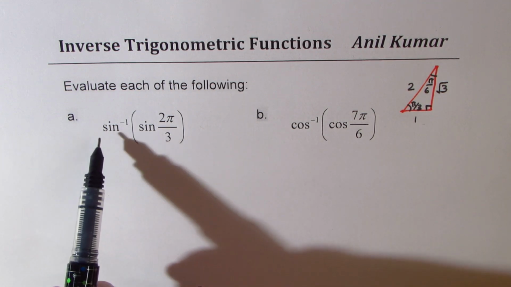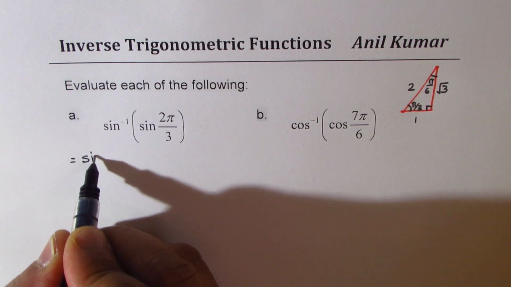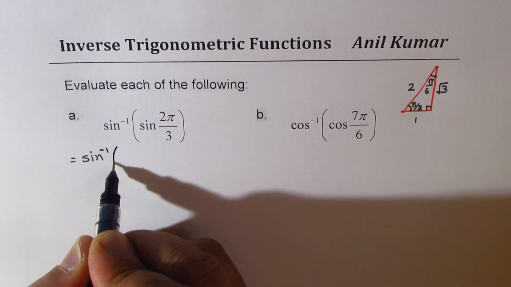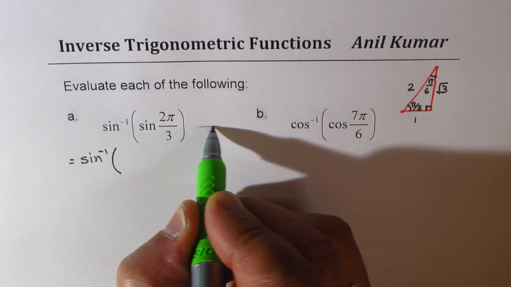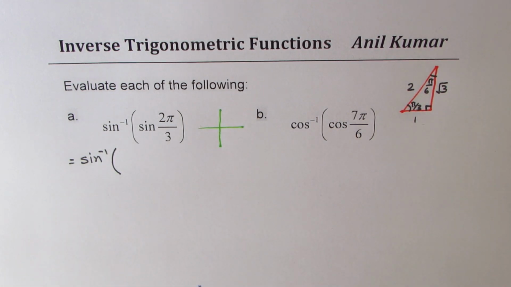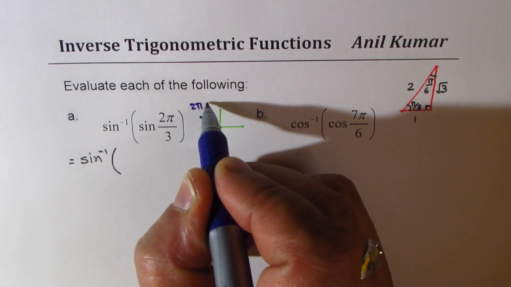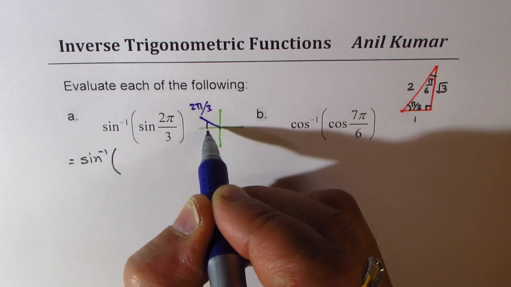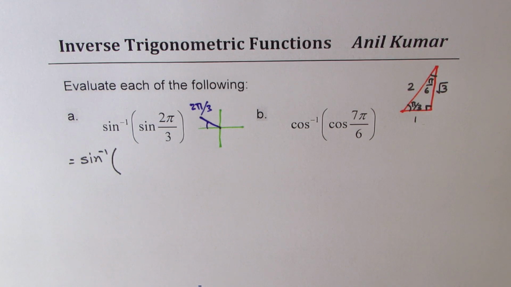So sine inverse sine 2 pi by 3. We could write this as sine inverse of, what is sine 2 pi by 3? Okay, let's look into this. Sine 2 pi by 3. The value 2 pi by 3 lies in quadrant 2. So that is 2 pi by 3, correct? With the acute angle of pi by 3. Sine is positive here, right?